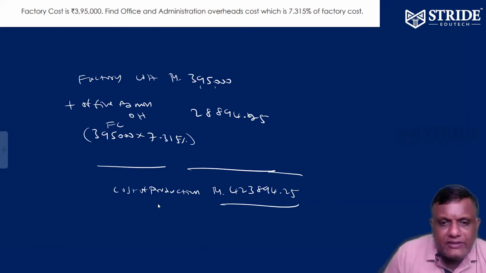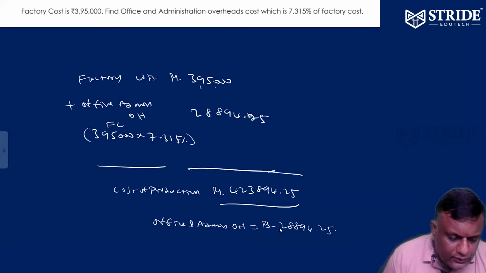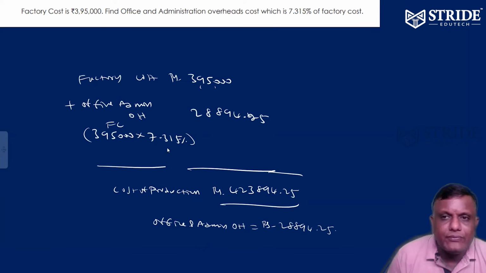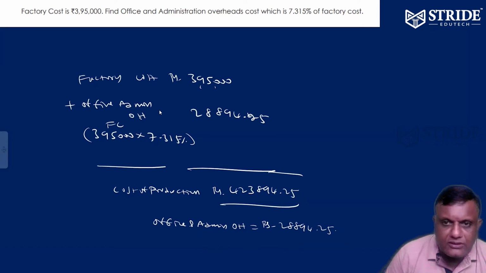The question is only office administration expense. Anyway, the question is office and admin overheads. That is equal to rupees 28,894.25. So 28,894.25 is equal to office and admin overheads. Go to the cost sheet and refer factory cost, office cost of production. The question is only office admin expenses. So 28,894.25.